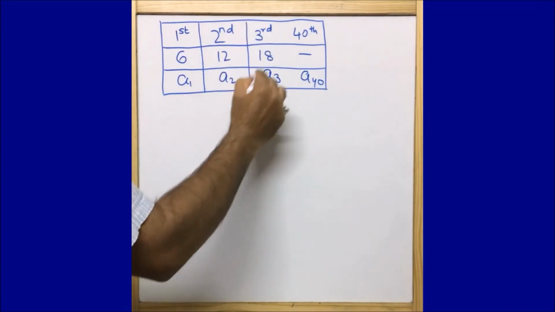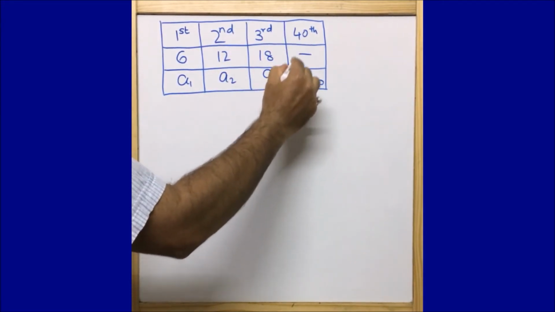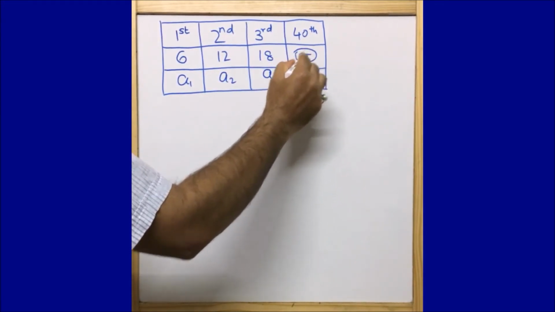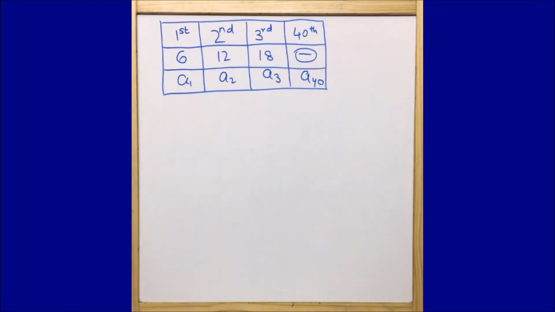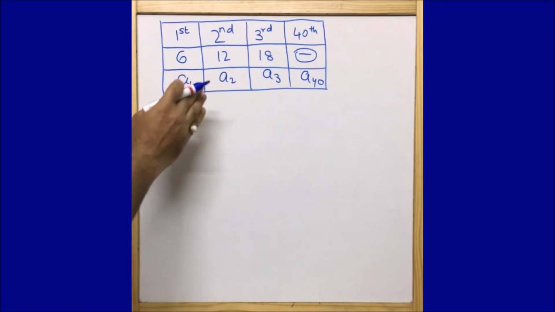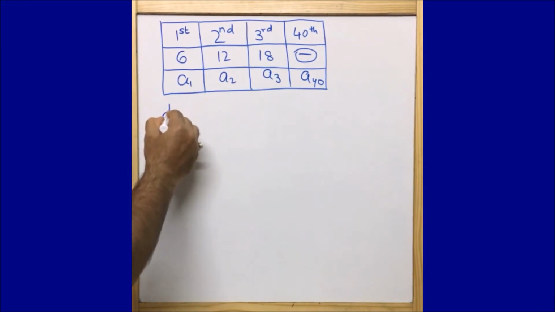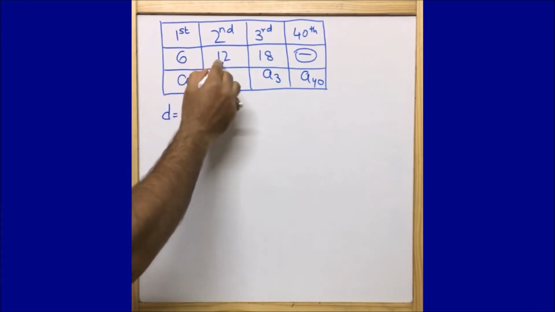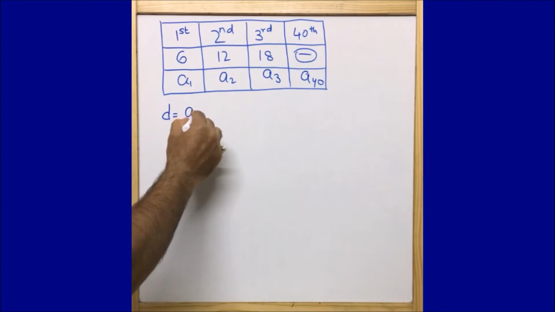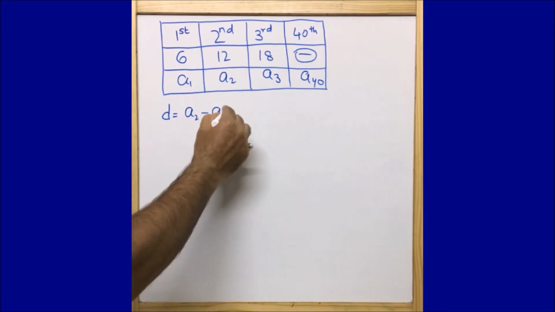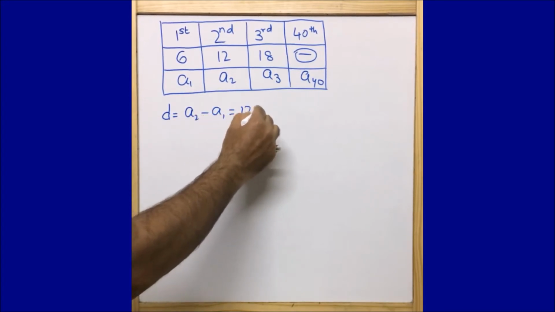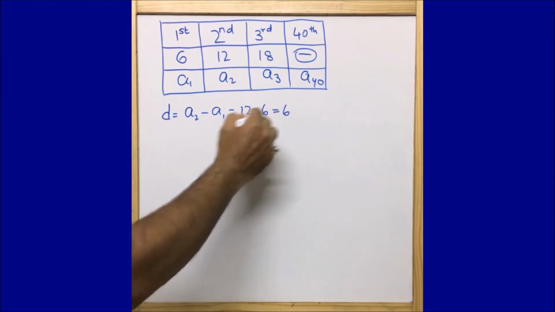So guys, for finding out S40 we require this value. Now, for calculating this value we require the common difference, and we very well know that the common difference is equal to 6 because this forms an arithmetic progression. Or at least we can do it like this: A2 minus A1 is equal to 12 minus 6, that is equal to 6.